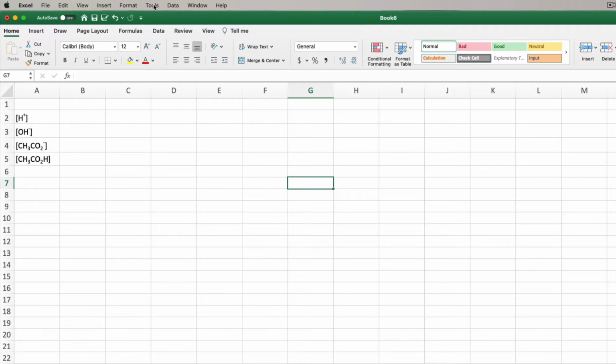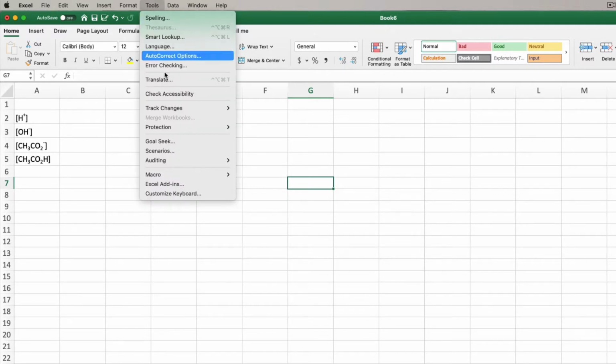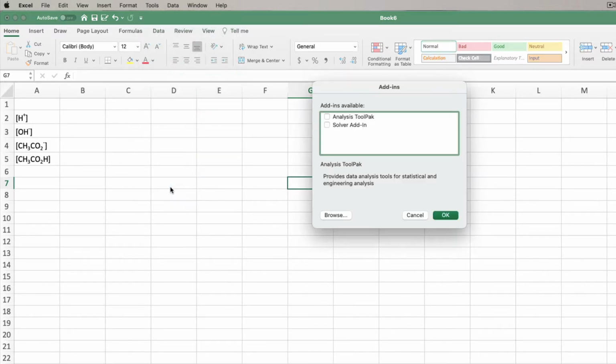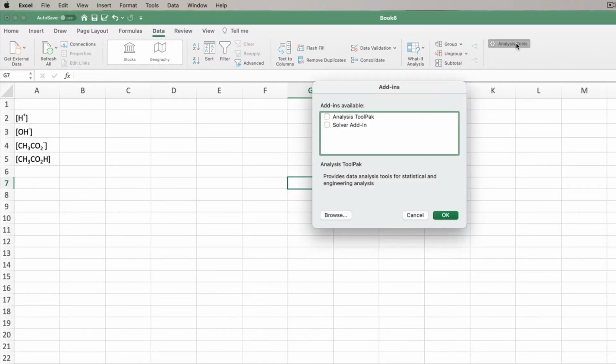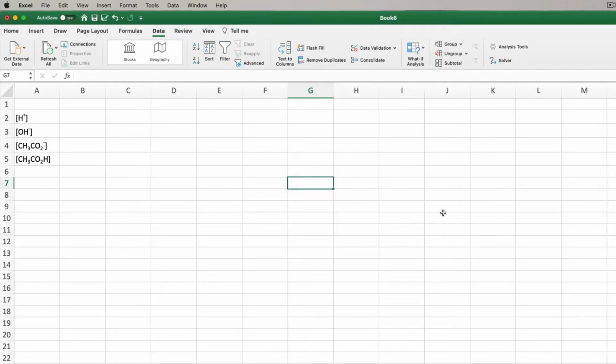And so what you need to do is go to Tools, and then go to Excel Add-ins. There's another way to get to that too, which is if you go to Data, then there's this Analysis Tools button. So either way, you'll get to this window. And what we're looking for right now is the Solver add-in. If you click that, it will install it. And now you're going to have this button, again in the Data tab, that shows you the Solver function.